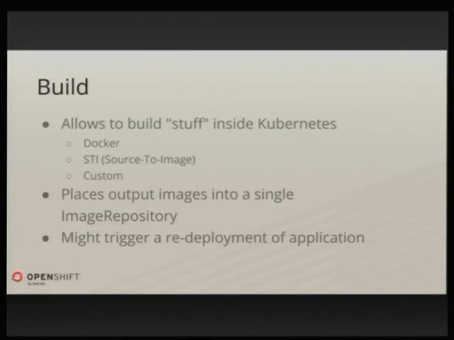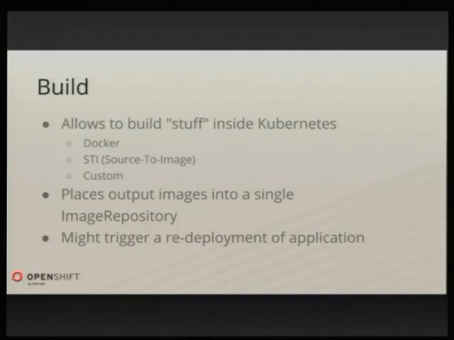Then we have the Source-to-Image project that takes your source code, pushes it inside the image, and then deploys the image to our platform. And then we have a custom build that basically says we will build whatever you want if you give us a builder image. You can have your special Docker image that knows how to build stuff, and we just launch the build and we will build whatever you want.